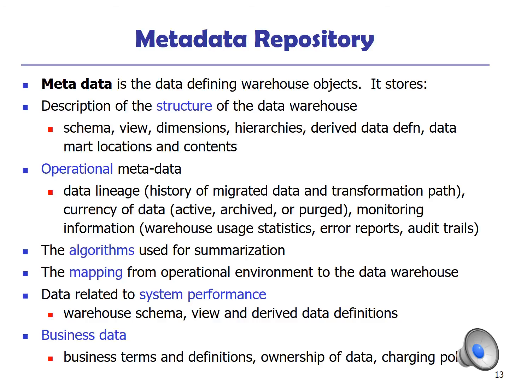Okay, and it also contains the metadata of your operational database. That is, things like data lineage. So how far back does the data go, right? Currency of data, that means whether the data is actually active, archived, or purged. That means, is the data which is in this data warehouse part of the active data in the operational database as well, or is it in the archived portion of the operational database, or has it already been purged in the operational database?